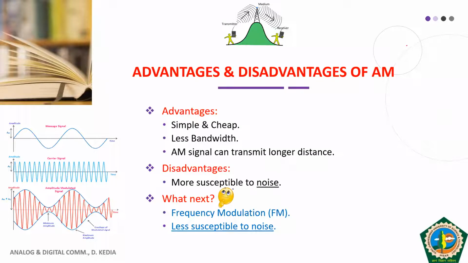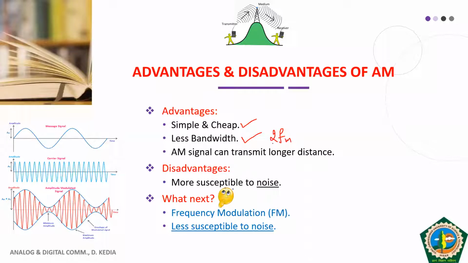I told you the biggest advantage of AM signal is that it is the most simple modulation technique, and because of its simplicity, it is cheap also. The bandwidth requirement of AM signal is very less. We have already seen that in case of double sideband full carrier, the bandwidth required is just 2 times your modulating signal.